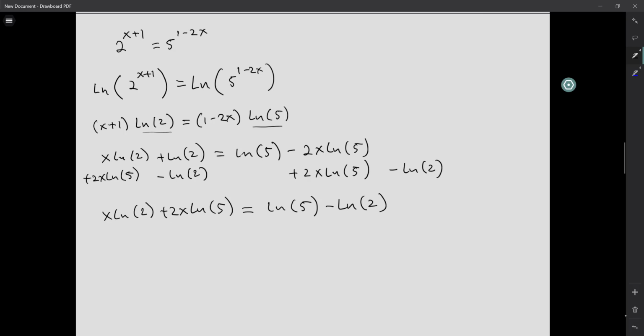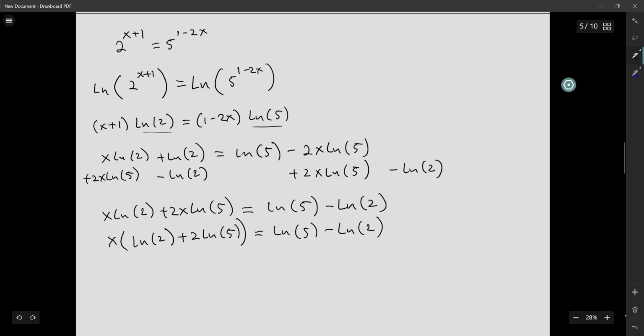This is better than trying to do a bunch of division stuff, because now what I have on the left is I can factor out an x times ln of 2 plus 2 ln of 5. So these are just numbers over here, ln of 5 minus ln of 2. And then I can divide these numbers.